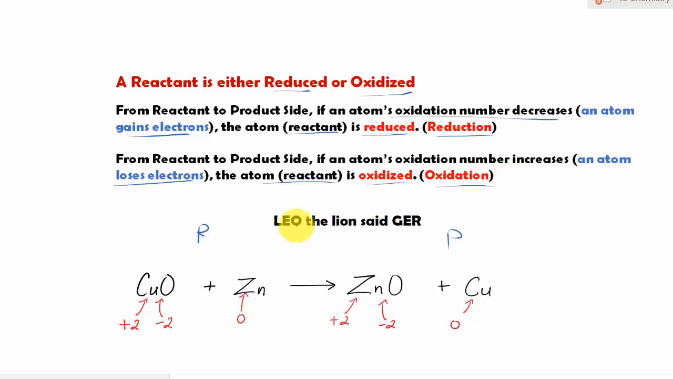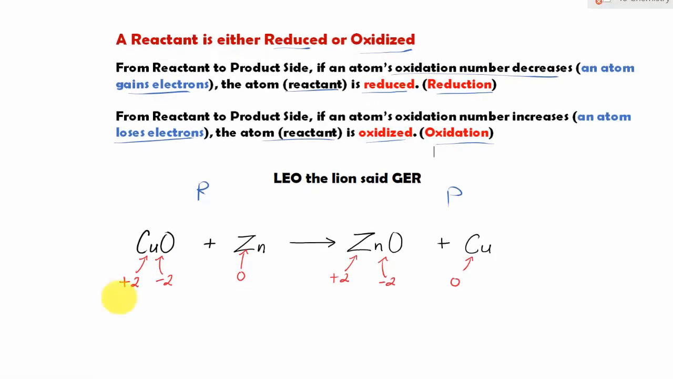If you have a hard time, always think about LEO the lion says GER. LEO: lose electron, oxidation. GER: gain electron, reduction. So let's go back and look at our reaction and identify which of the reactants, not the product, is being reduced or oxidized. First of all, we have to identify the oxidation number of each of the atoms in the reaction. In this case, we look at copper, and copper is going from +2 to 0.